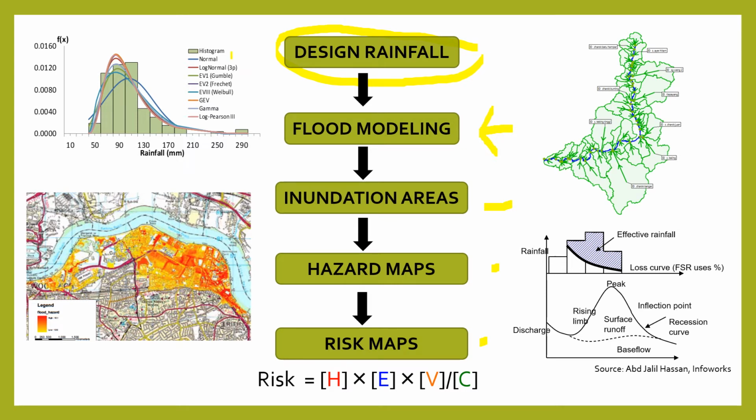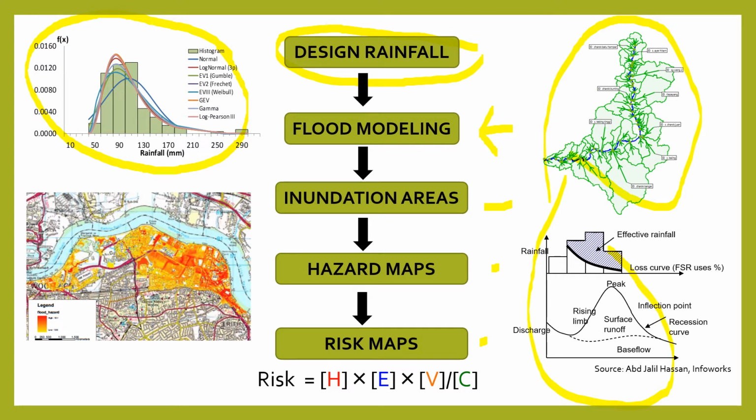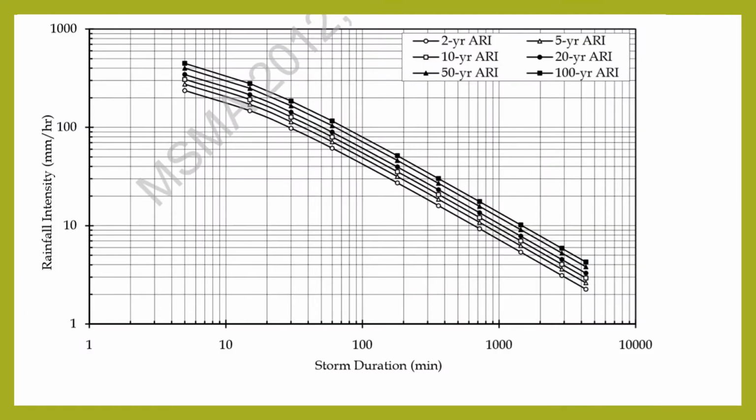So design rainfall, this is what I mean that we are talking about frequency analysis. And then hydrological and hydraulic modeling. It's all about the catchment and the open channel, the river, and finally hazard map or risk map. Okay, so this is a typical IDF curve. It's an intensity, duration, frequency curve. If you're from the Department of Irrigation and Drainage, I'm sure you are very familiar with this. And anybody from consultancy, if they have done some rainfall design, this would be familiar.